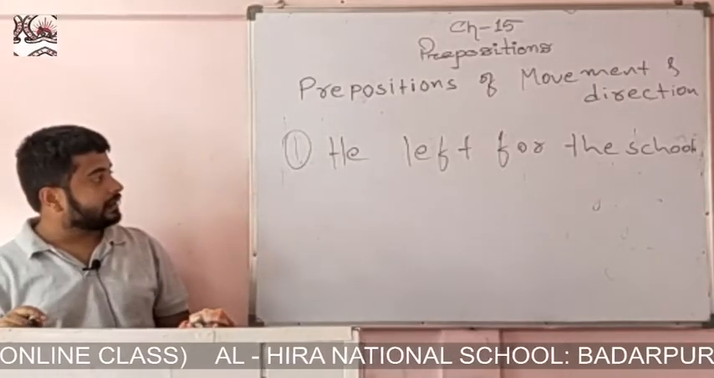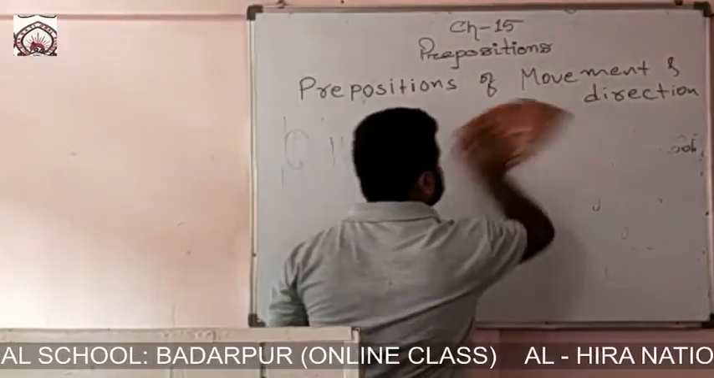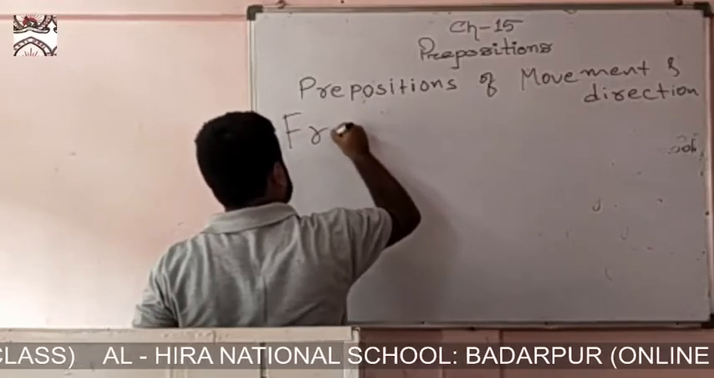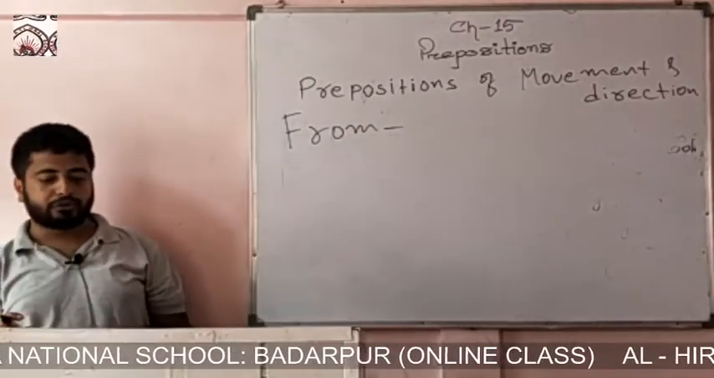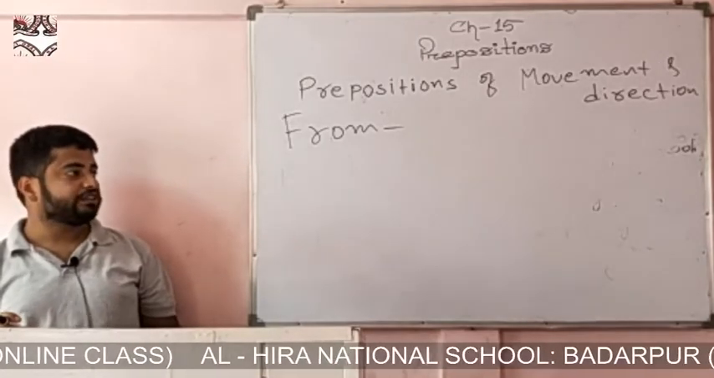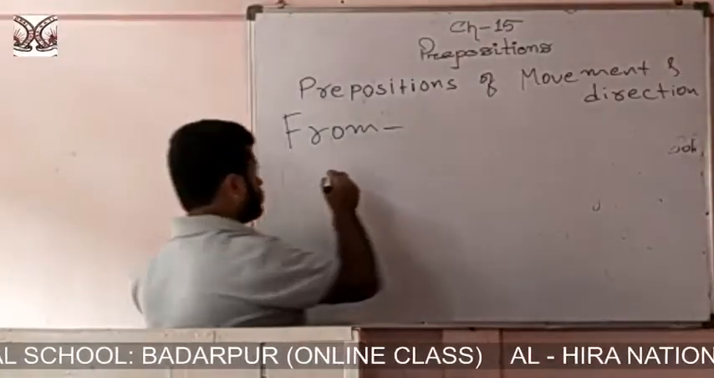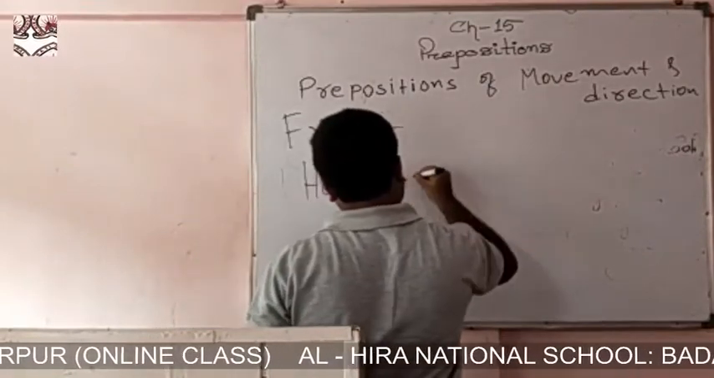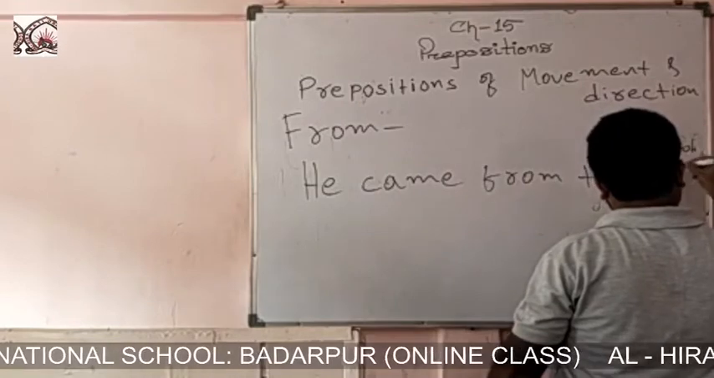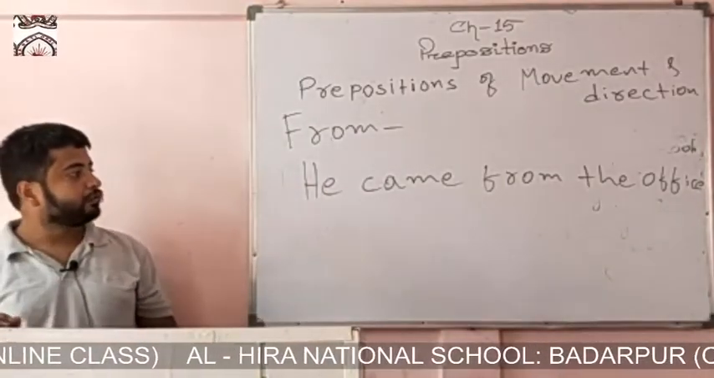Now the next preposition under prepositions of movement and direction is "from". So where to use "from"? "From" is used to show the place where someone or something starts. For example, he came from the office. Another, he came from the school. He came from the meeting.